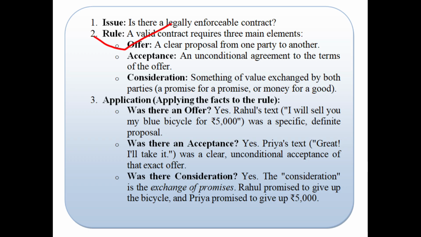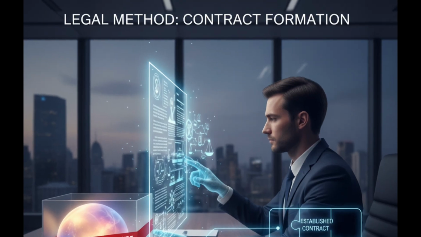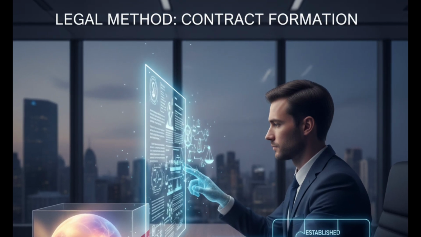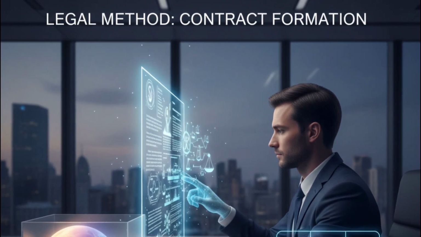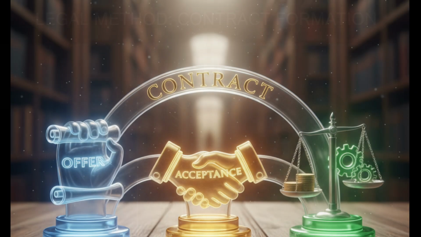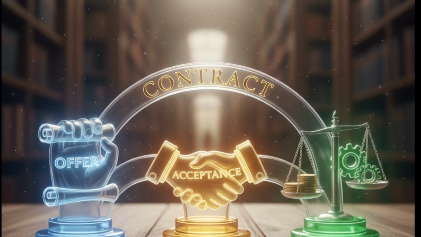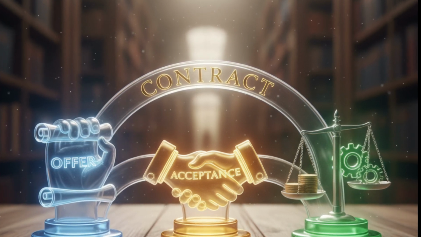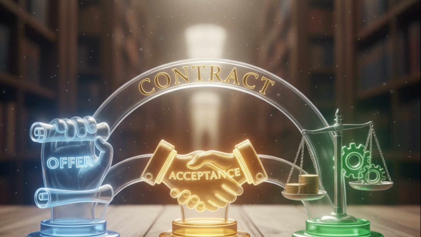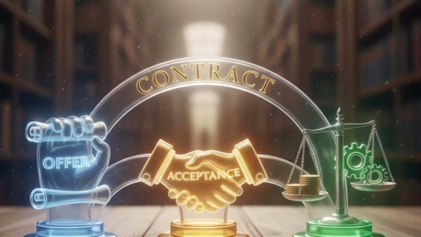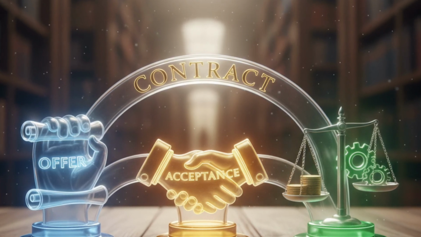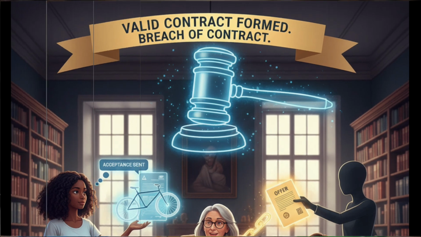Is there a legally enforceable contract? A valid contract requires three main elements. Number one, offer, number two, acceptance, and number three, consideration. Here, the offer is made by Rahul and it is accepted by Priya, and the consideration of 5,000 is present in this case. Since all three legal elements are present here, a valid contract was formed the moment Priya sent her acceptance. So Rahul's later attempt to back out is a breach of contract.